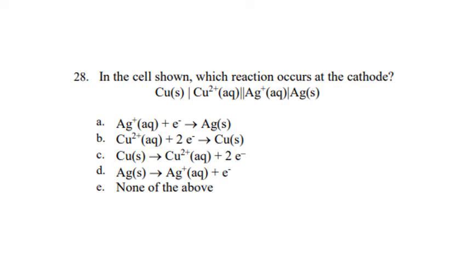For this question, in the cell shown, which reaction occurs at the cathode? And they have given the cell notation. We know in cell notation, the anode will come first and then the cathode will come second, right? So oxidation here and reduction here, red cat, right? Okay, so the reduction will be Ag ion changing to Ag atom. So we can say that A is the right answer.